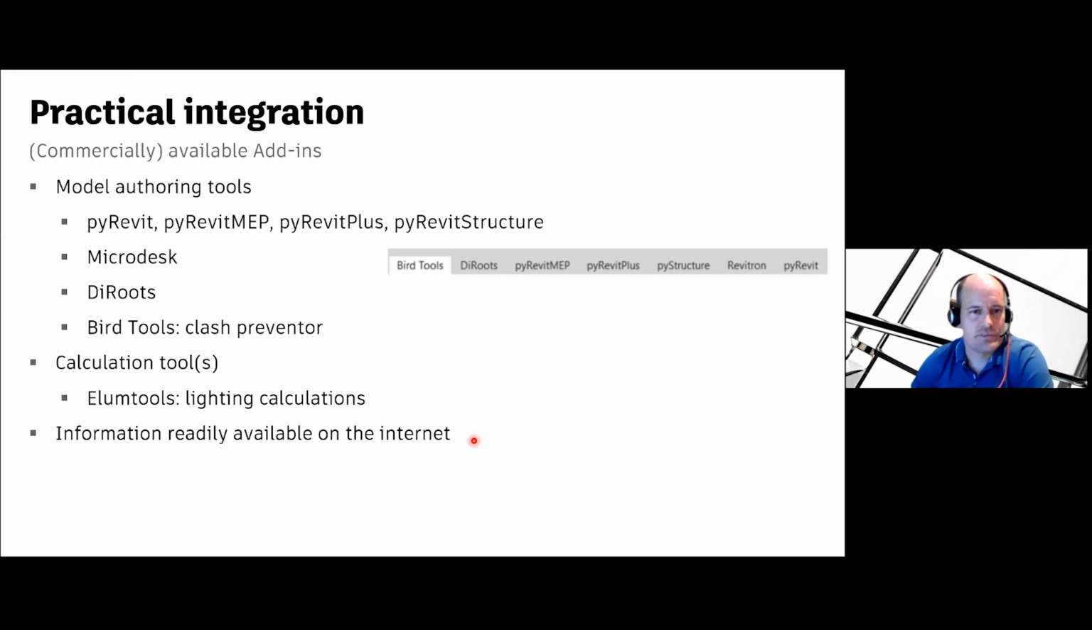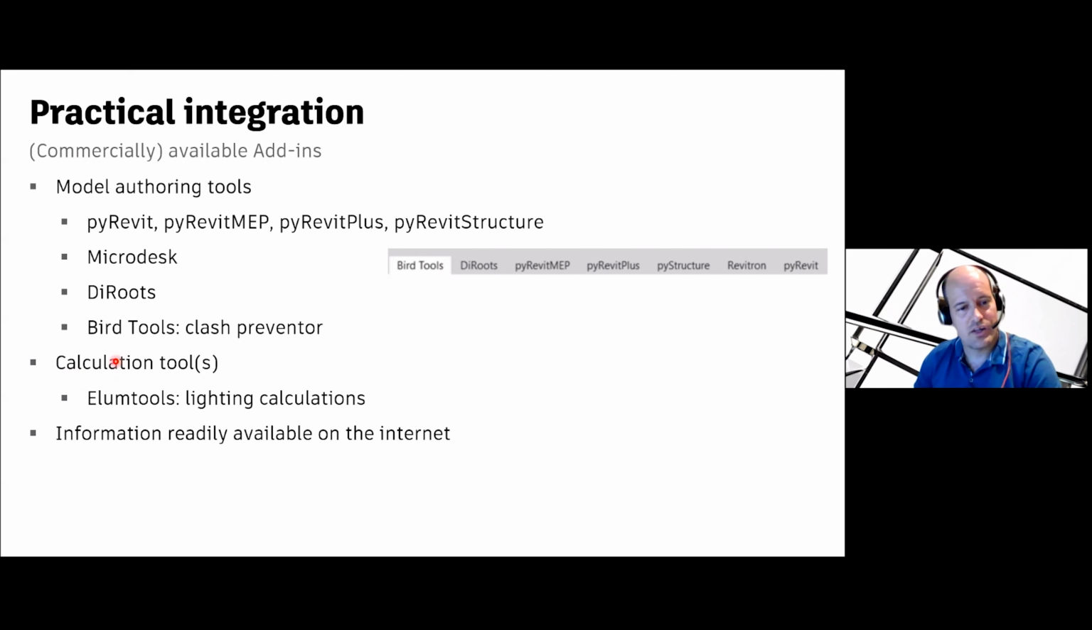Then something about commercially available add-ins. I also included some useful add-ins which are not really integrated calculation tools that we use, but I just wanted to give them because they're very useful to us. They're model authoring tools like PyRevit and all the ones linked, or sub add-ins from PyRevit MEP, PyRevit Plus, PyRevit Structure. We also use Microdesk, TI Roots, and BIRD tools, and there we mainly use the clash preventer, which actually helps us prevent clashes instead of solving clashes later on.